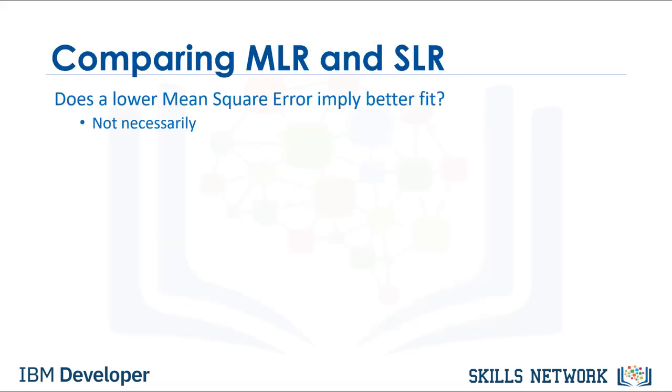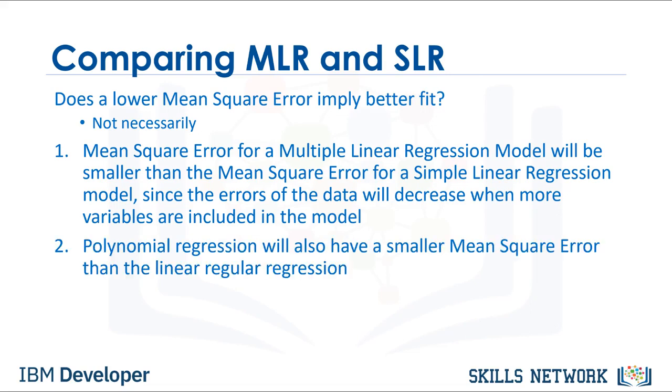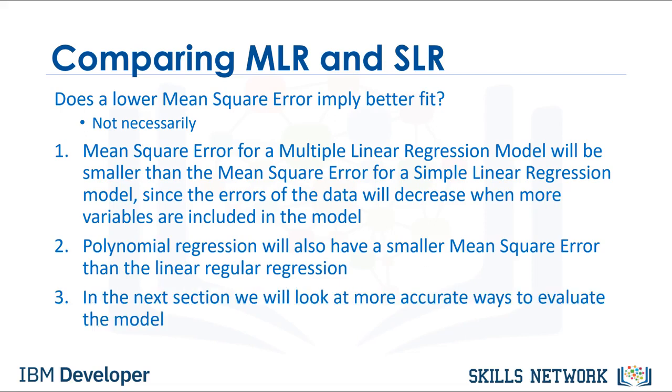Does a lower mean square error imply better fit? Not necessarily. The MSE for an MLR model will be smaller than the MSE for an SLR model, since the errors of the data will decrease when more variables are included in the model. Polynomial regression will also have a smaller MSE than regular regression. In the next section, we will look at more accurate ways to evaluate the model.